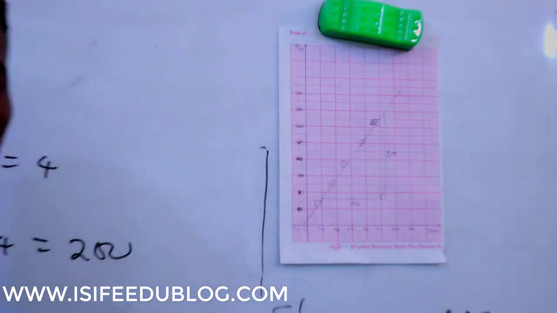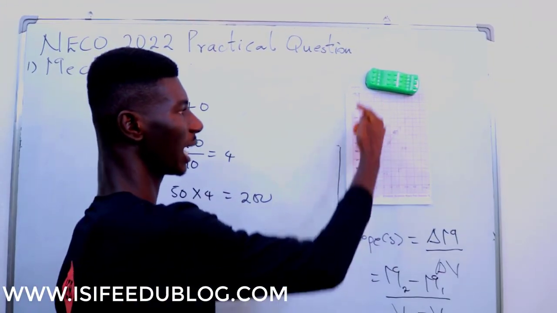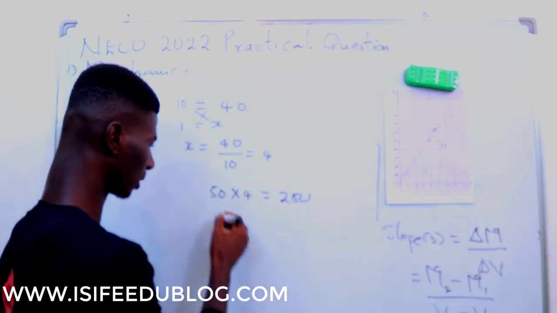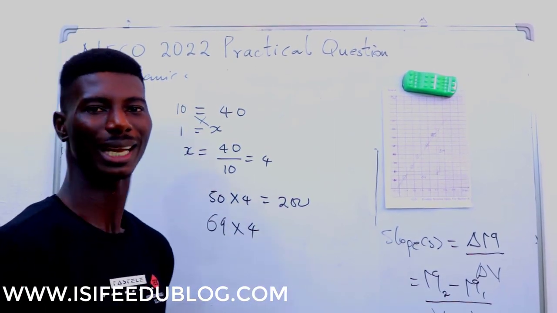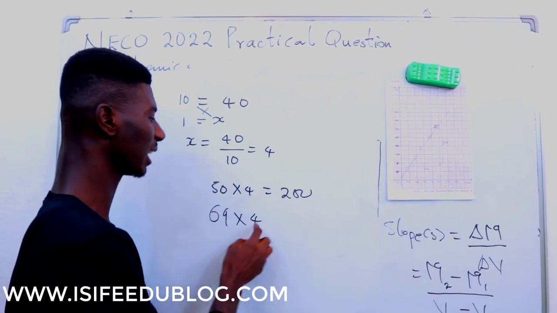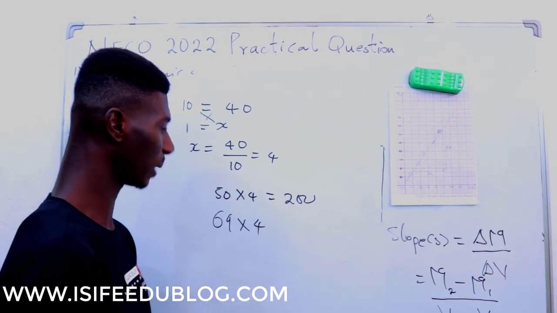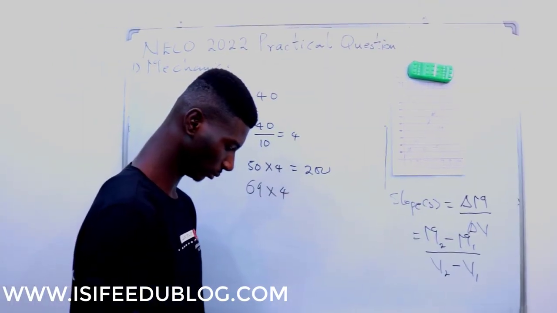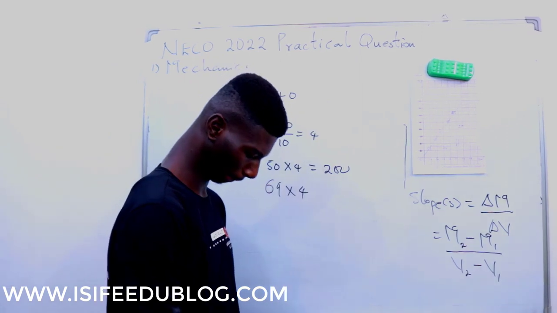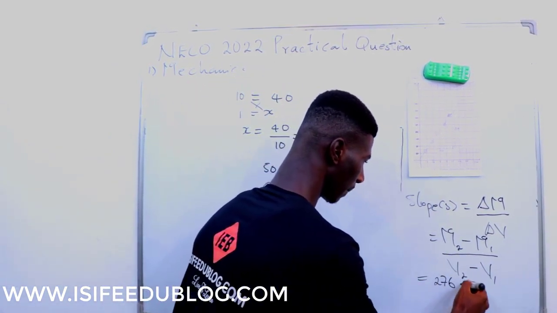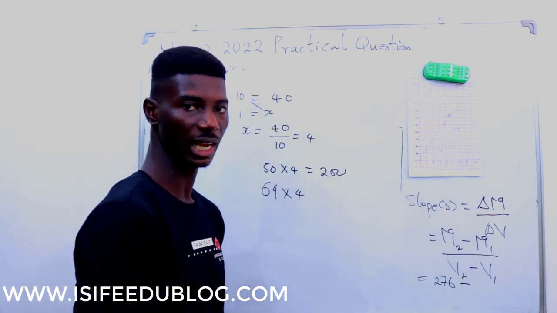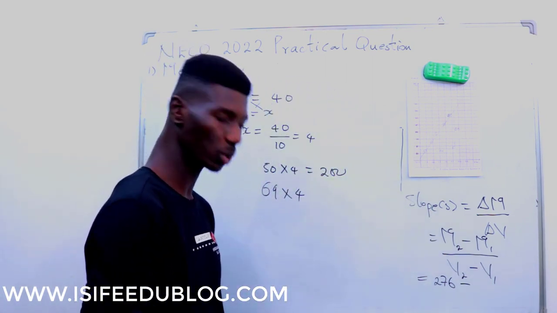So what is the equivalent of 69 in this particular axis? I will simply say 69 lines times 4. As easy as that. And when we multiply that, what do we have? We have that M2 is 69 times 4, which will give us 276.